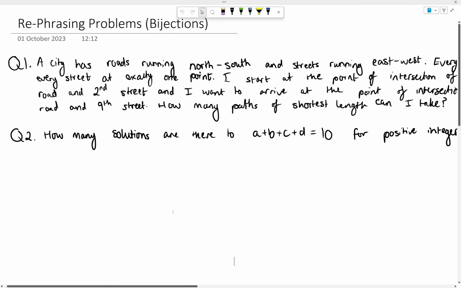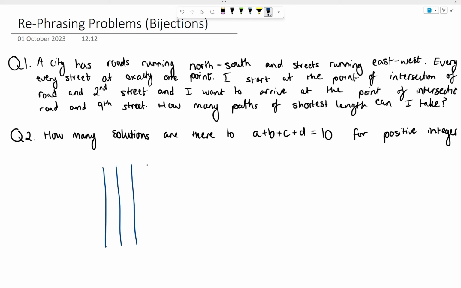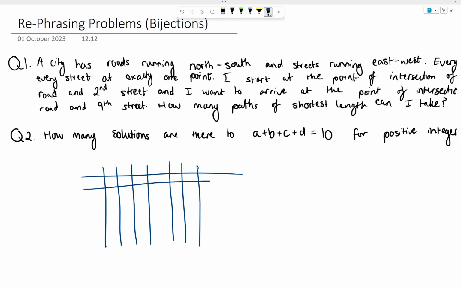So with this, I'm going to try and draw a diagram of some sort. We have roads running from north to south, like this. And then we have streets going across like this.